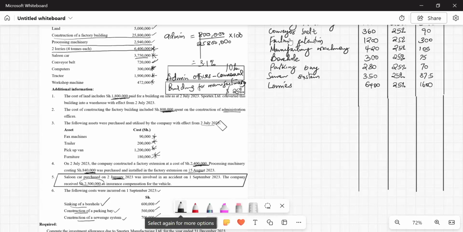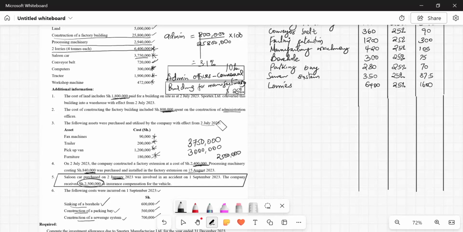However, there's a treatment which will come. That treatment which is coming in is determining what's called disposal value. From here, you see this asset here. The asset was purchased for 3,750,000. Its qualifying cost for investment allowance is 3 million. This asset has been disposed of because it has been involved in an accident, and insurance company has written it off and paid the company 2.5 million. This is going to be the treatment.